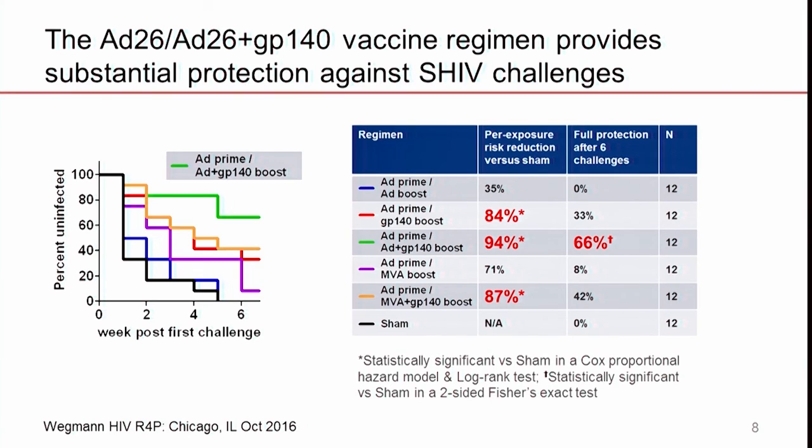But the big question is, did they protect? And they did protect. So the animals that got the adenovirus 26 prime and were boosted with some regimen that included GP140 all had very good per exposure risk reduction after that 6 challenge series, about 90%. But what was really notable was the green line, which I've shown, which is that Ad26 prime, and then the boost is Ad26 and GP140 put together. In that group, there was 66% protection after the 6 challenges.